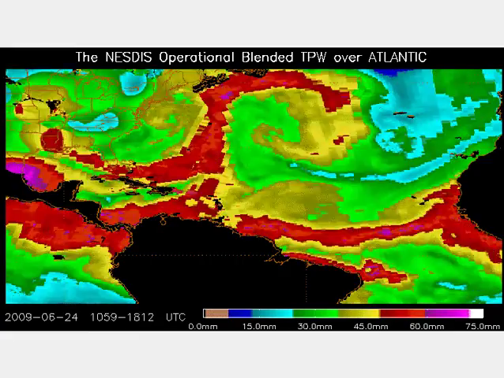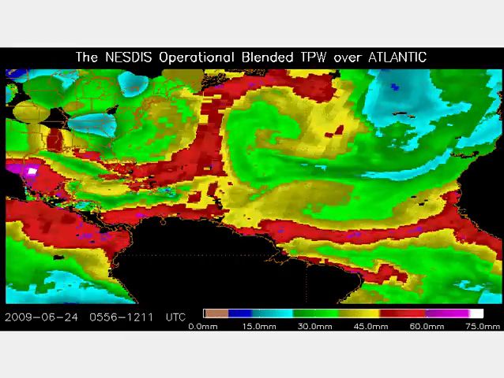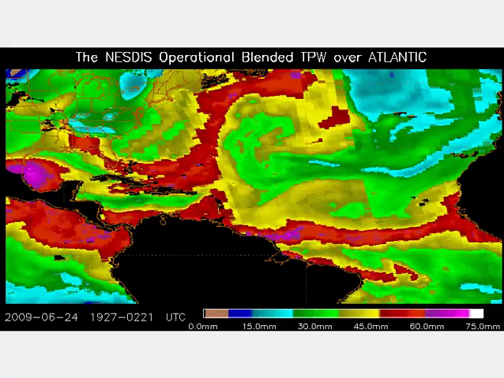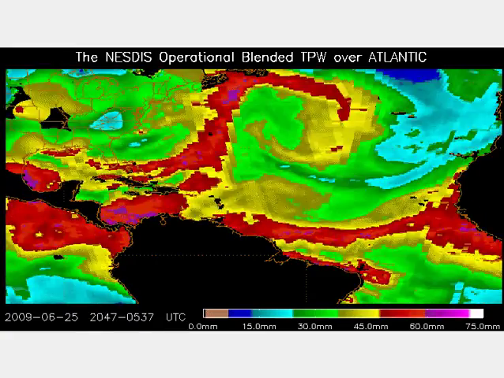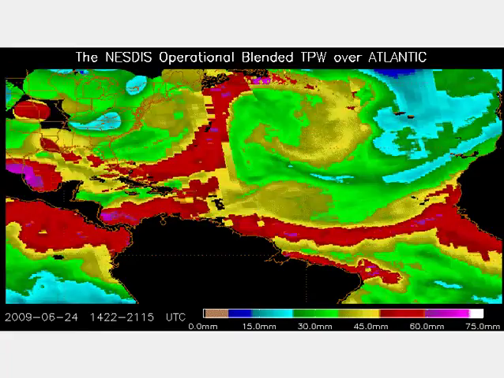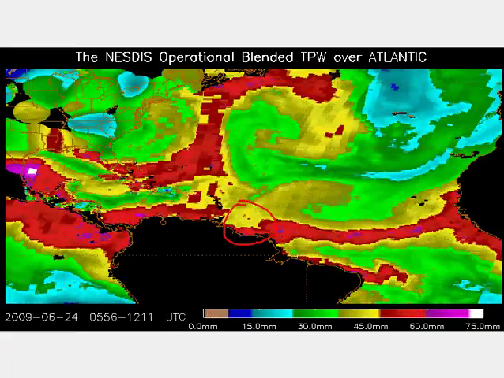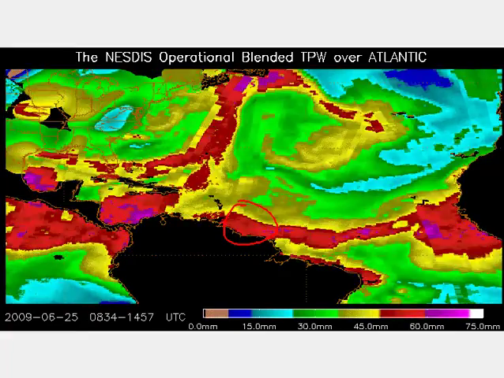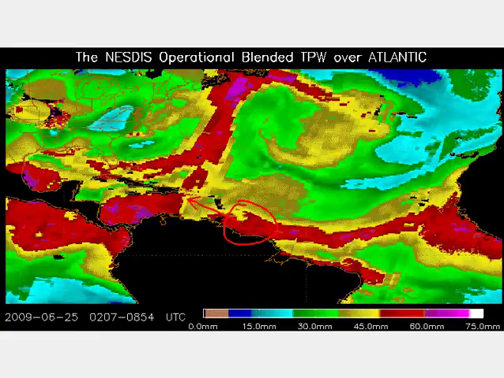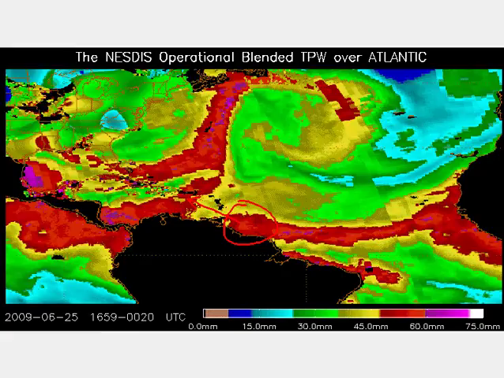This is the NESDIS blended total precipitable water product over the Atlantic. The TPW product is a good tool for tracking easterly waves, since there is a maximum in TPW along and east of the wave due to convergence and advection. In this example, we see a maximum in TPW moving just off the coast of South America in this direction, and that is the wave we've been analyzing as it moves through the Lesser Antilles.